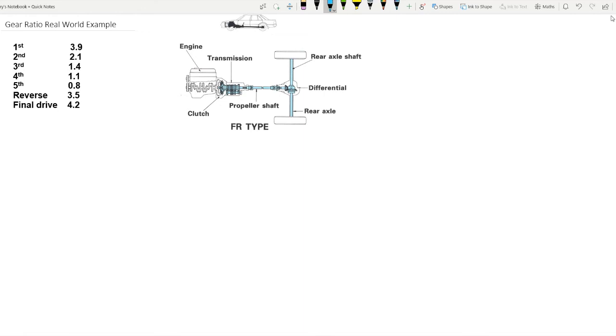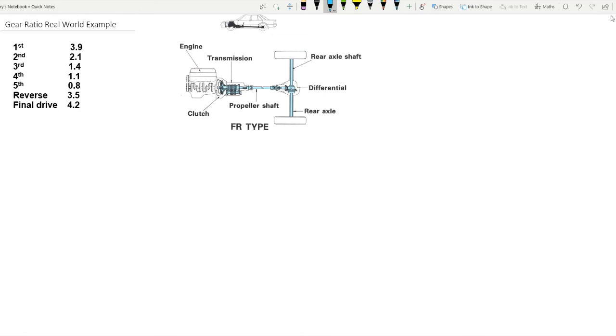So these are the gear ratios. You'll notice though that the fifth gear is 0.8, so it's less than 1. That is because it is an overdrive gear. That is, the output is going to rotate faster than the input. If you have 6 gears, that will be even less. It could be 0.7 in this case. It's the only gear that does that.